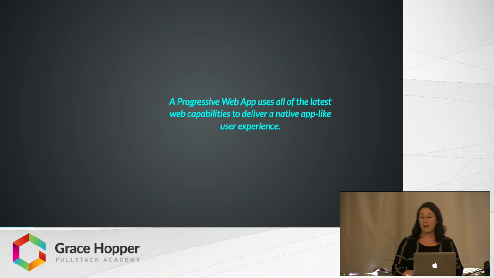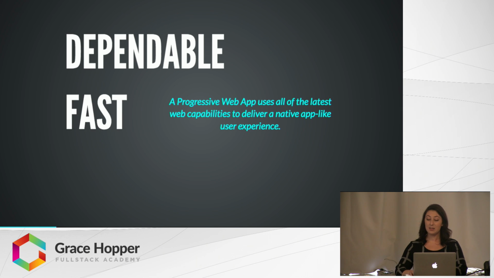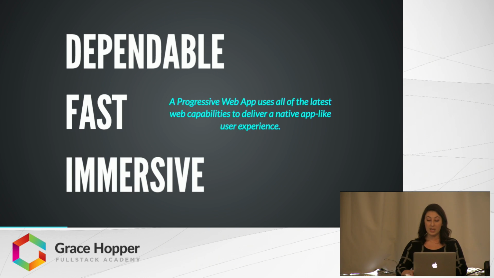A progressive web app uses all the latest web capabilities to deliver a native app-like user experience. They're great because they're dependable, they use an HTTPS secure connection, and they can be used offline. They're fast because they cache assets and can serve them instantly without making any requests over the internet at all. And they're also immersive, so to the user, the app seems just like a native app. It's full screen, and it seems just like any other native app you might have downloaded to your device.